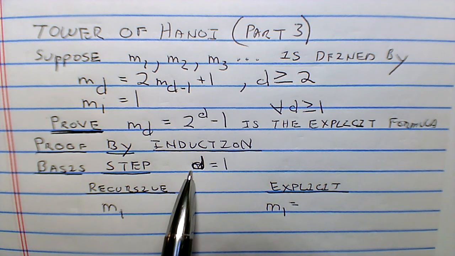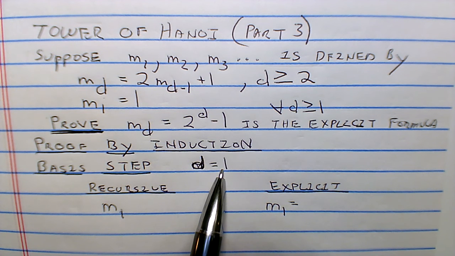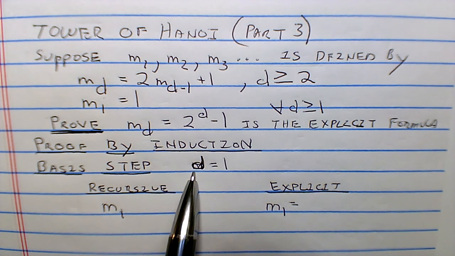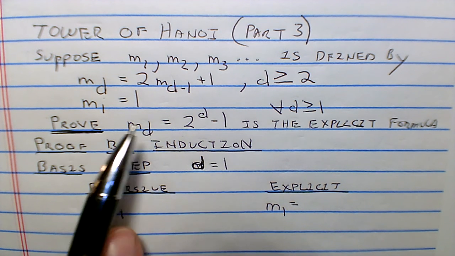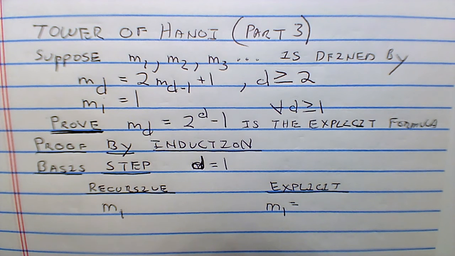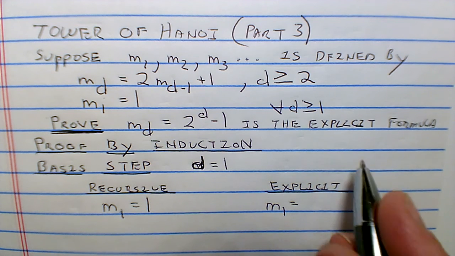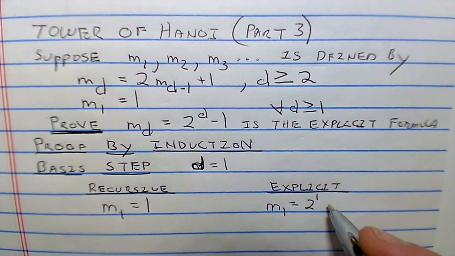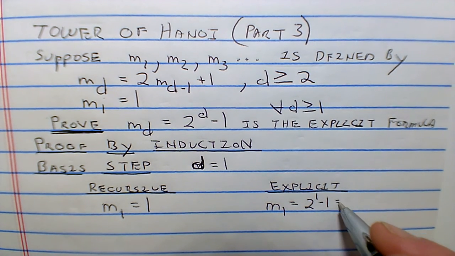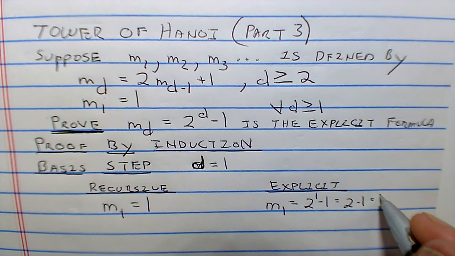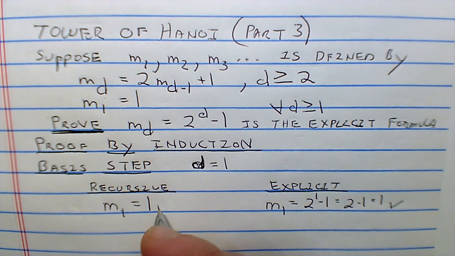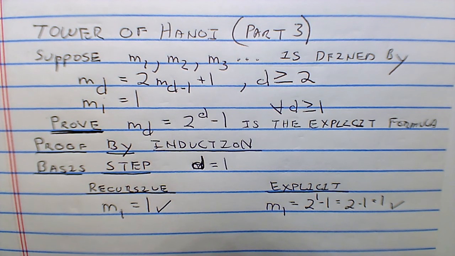Our basis step, the initial case, the seed, if you will, is when we have one disk. Now, if I look at my recursive formula, it's given to us what that's going to be. It's going to be just one move. If I look at the explicit formula and I try working with one disk, I'm taking 2 to the first minus 1. So it's 2 minus 1, or 1, and these two things give us the same result, so we know that our basis step works.